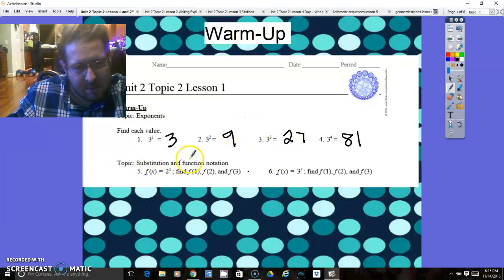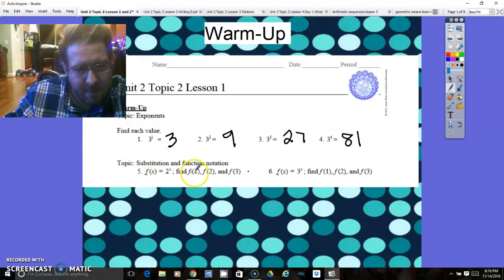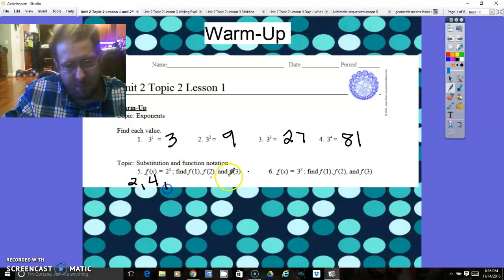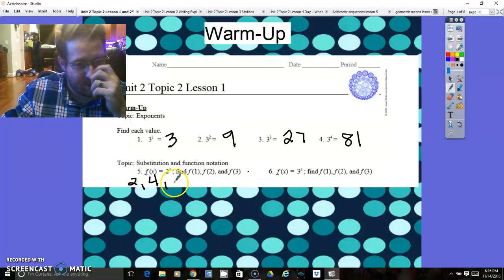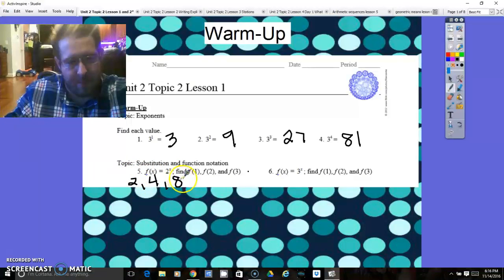Same thing goes down for here, substitution with function notation. So we got function notation, f of x is equal to 2 to the x power. And we're going to substitute by finding f of 1, f of 2, and f of 3. If we put 1 in for x and solve, you get 2. And if you put f of 2 in, you get 4. And if you put f of 3 in for x, you're going to get 8. And once again, you got a geometric sequence there.